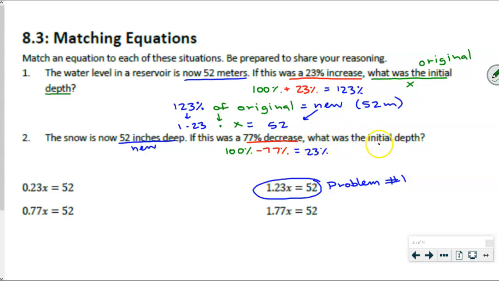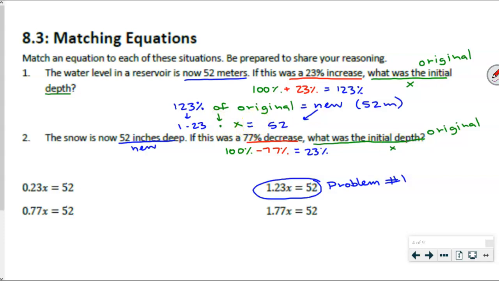What was the initial depth? Do I know what the initial depth is? No, that is exactly what it's asking. That means I don't know where it started. I don't know the original. What do I do instead then? We use a variable. What do I do with this?